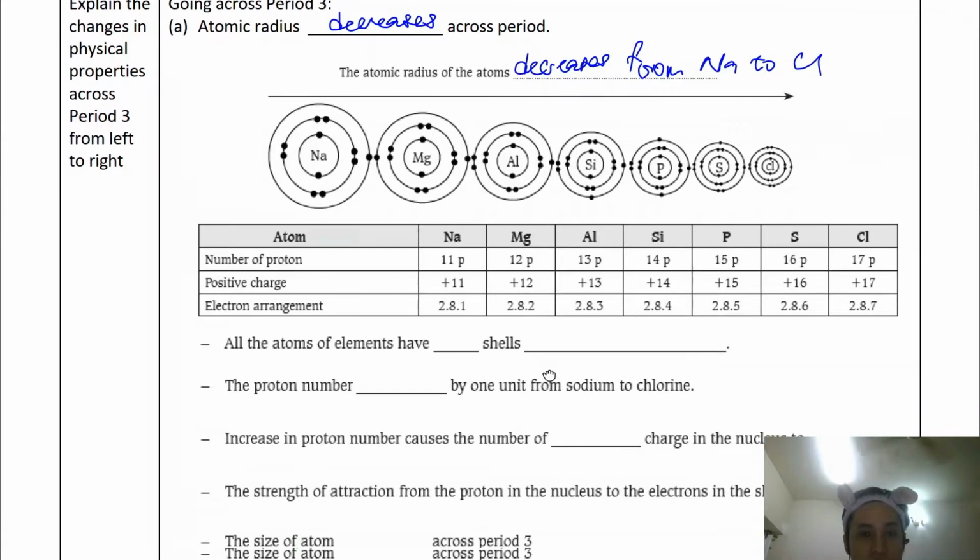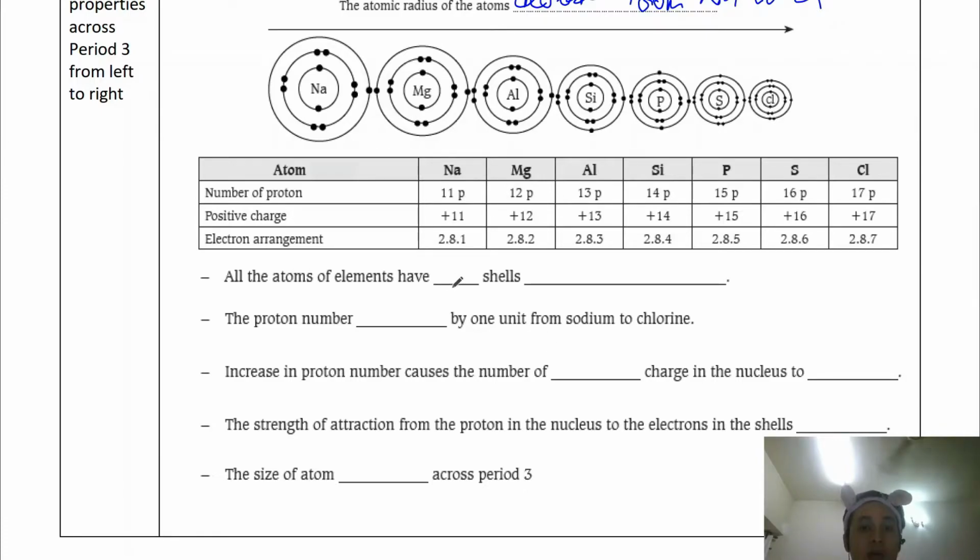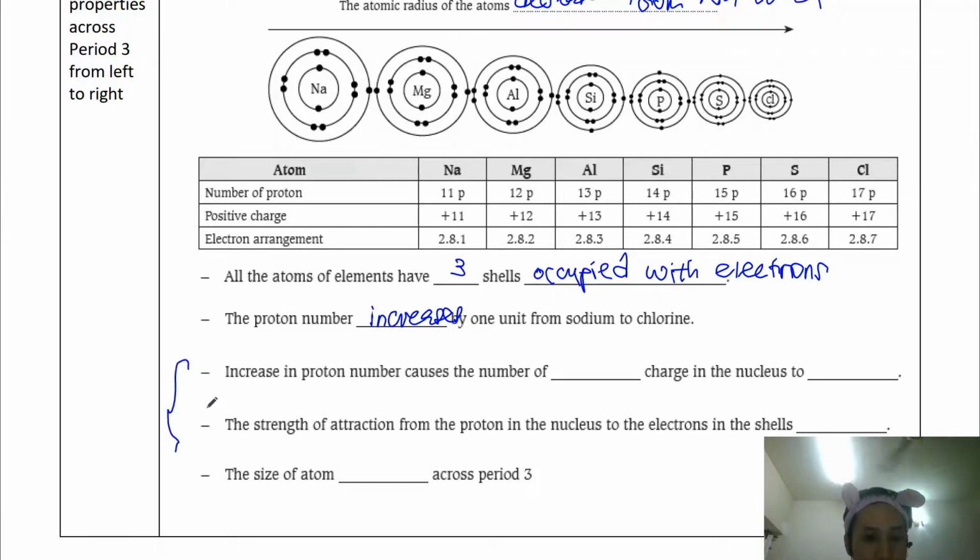Why does it decrease? This is the explanation. All atoms of the elements have three shells occupied with electrons, and as you can see here, the proton number increases by 1 unit from sodium to chlorine. These are the important points that you need to know when you write your explanation.